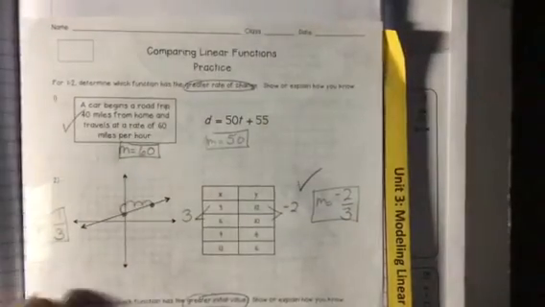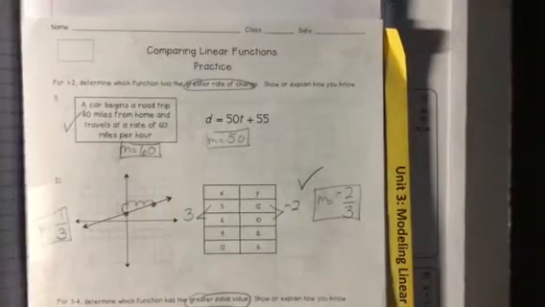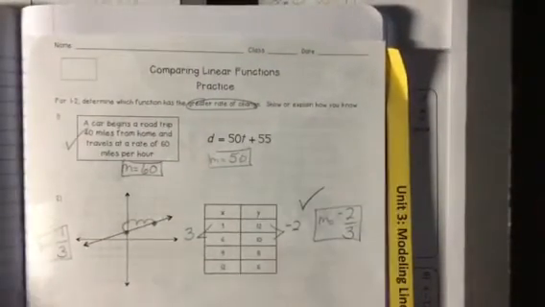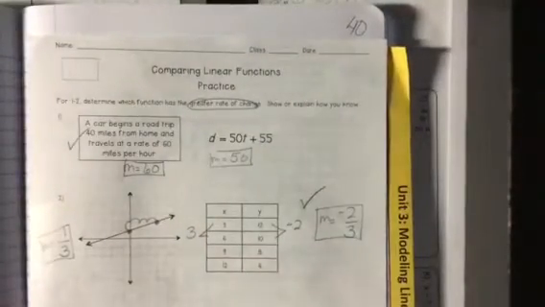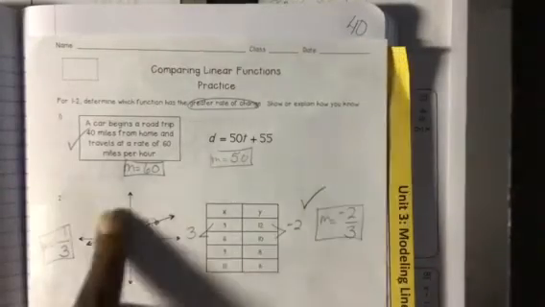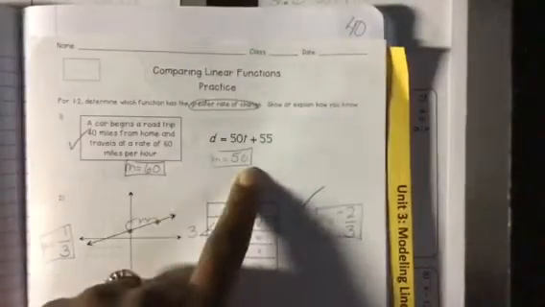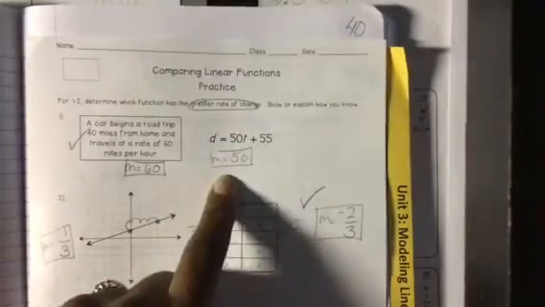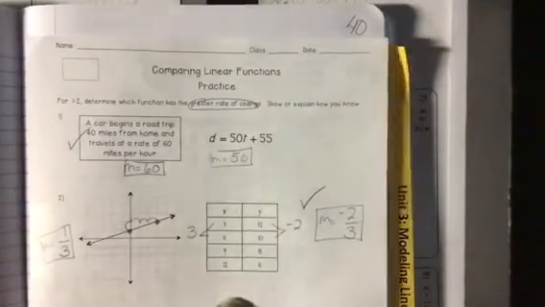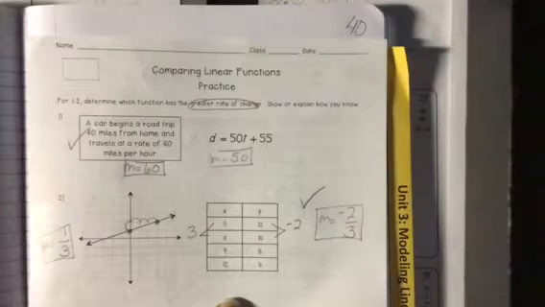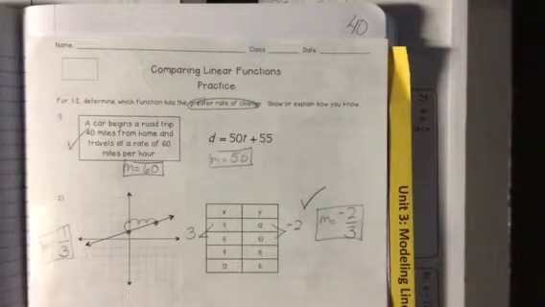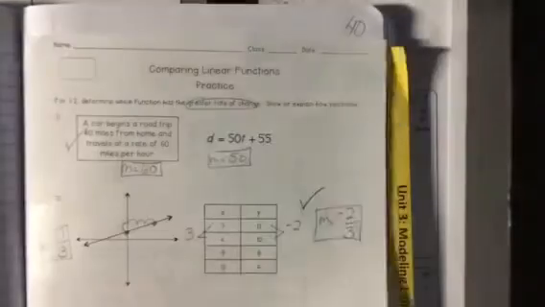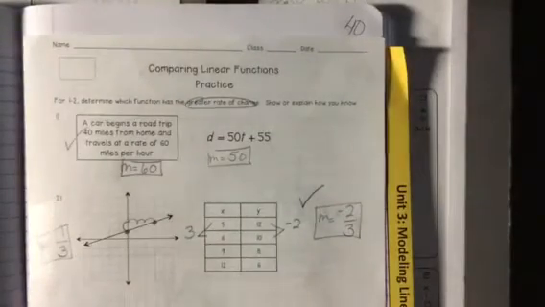Now I have comparing linear functions practice. That's going to go on page 40. That's where you're given two functions. One was in a word problem, one was given in a table or an equation or a graph, and you have to figure out which has the highest rate of change, which one has the greatest initial value, which is your y-intercept. So it gives you different wording, so watch those keywords. This is what it looks like on the inside. Still on page 40, you just fold that in half and glue it in on page 40.